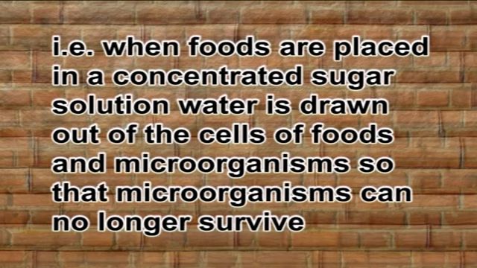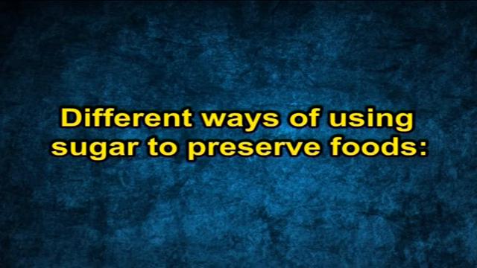Like salt, sugar also has an osmotic effect, that is, when foods are placed in a concentrated sugar solution, water is drawn out of the cells of foods and microorganisms so that microorganisms can no longer survive. Different ways of using sugar to preserve foods.